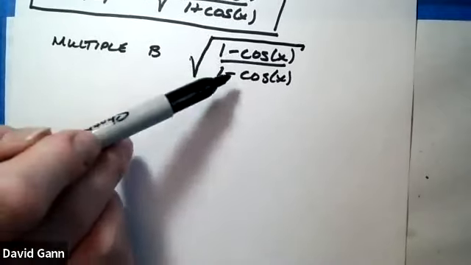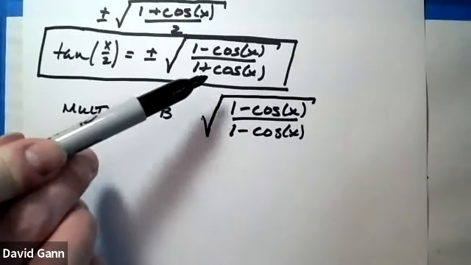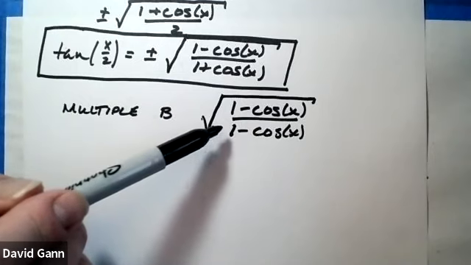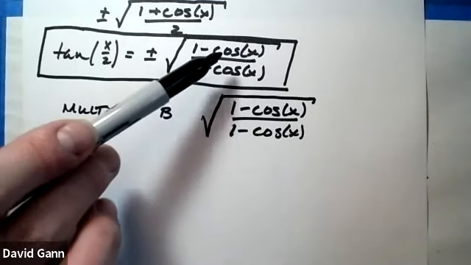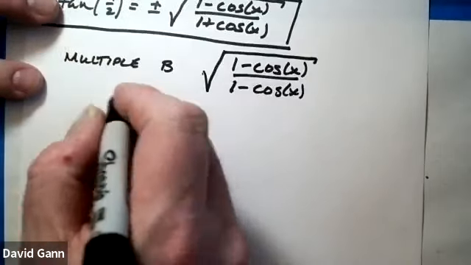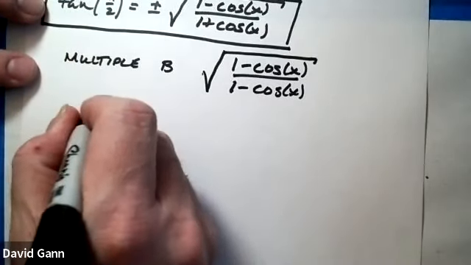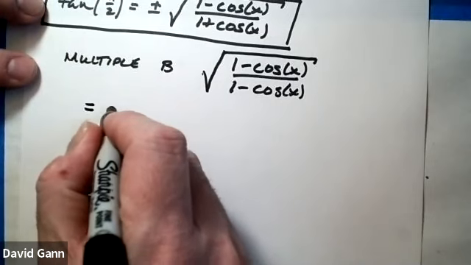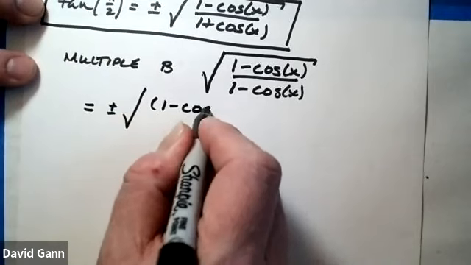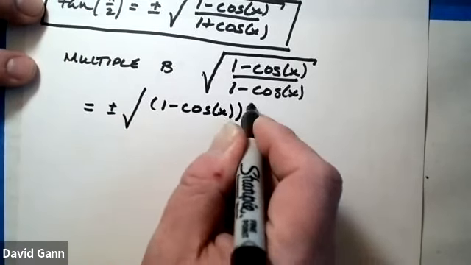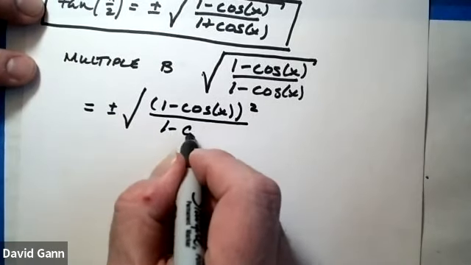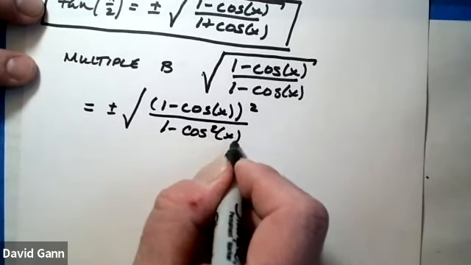Because for one thing, we're going to get that Pythagorean identity substitution in the bottom, which happens to be squared, and then we're going to have a perfect square in the numerator. So let's multiply this stuff out and see what we get. So we've got plus or minus the square root of 1 minus cosine of x quantity squared over 1 minus cosine squared of x.